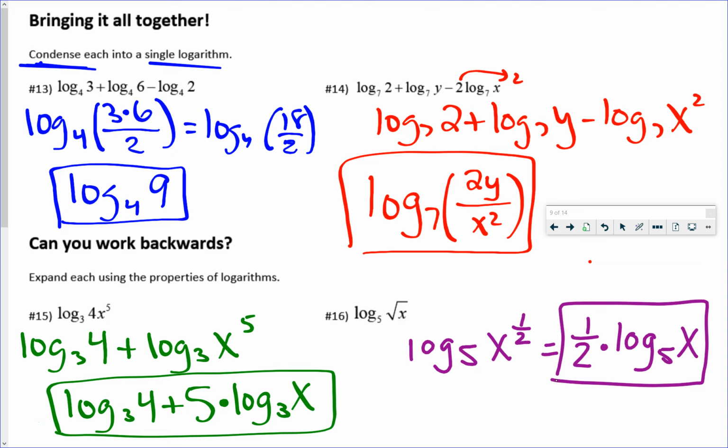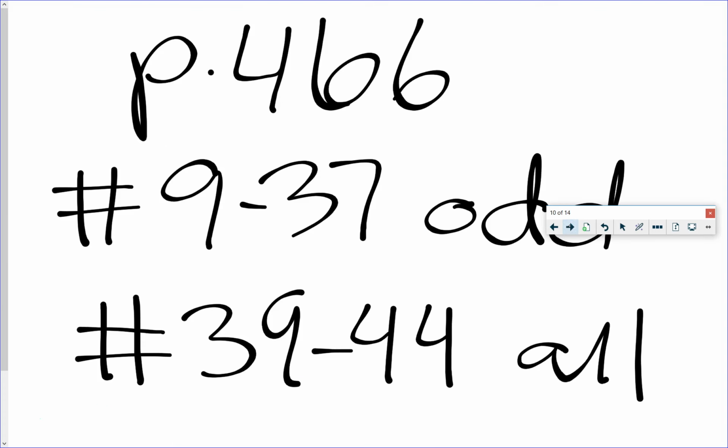All right. Here are your homework problems. We are doing page 466, 9 through 37 odd, and then 39 through 44 all.